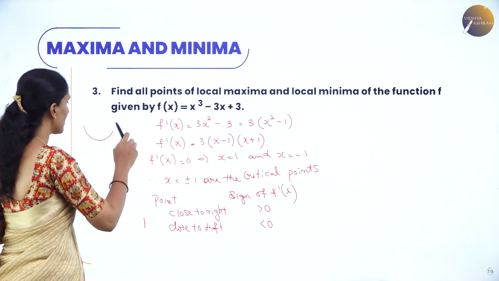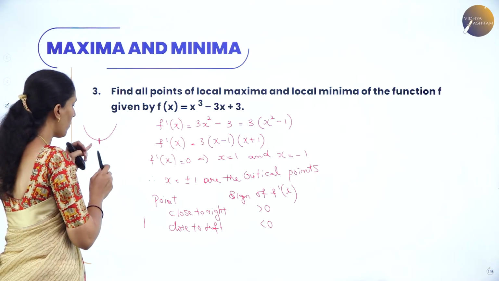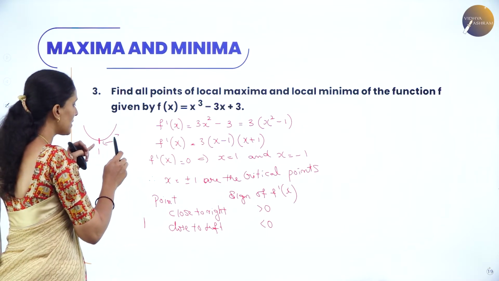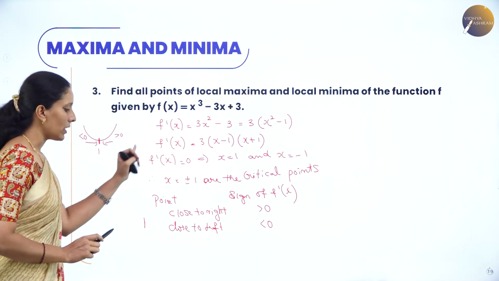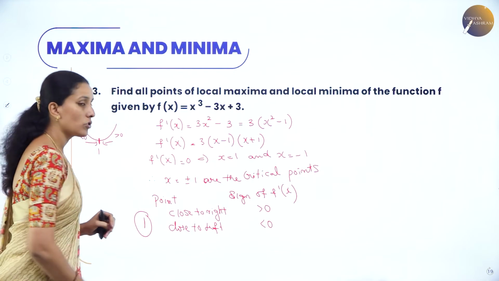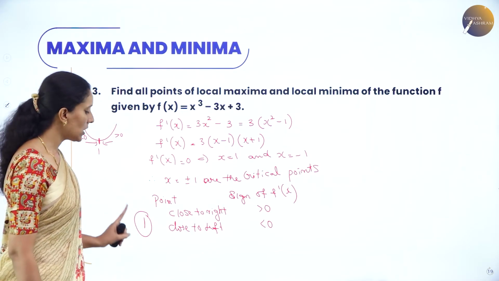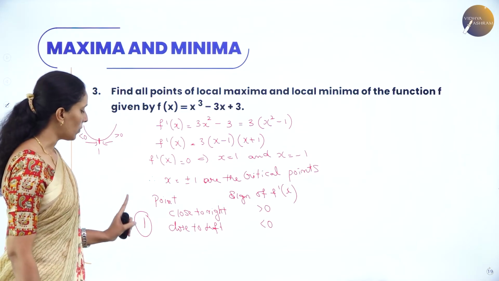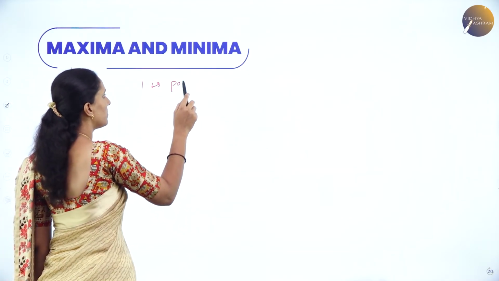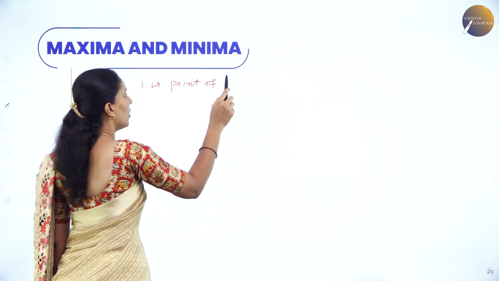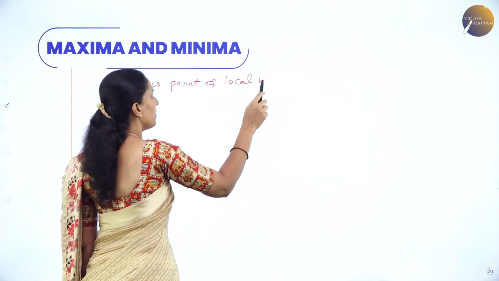then the curve will be like this. If this is the point 1, close to the right it is greater than 0 and close to the left it is less than 0. This means 1 is the point of minima, that is, 1 is the point of local minima.